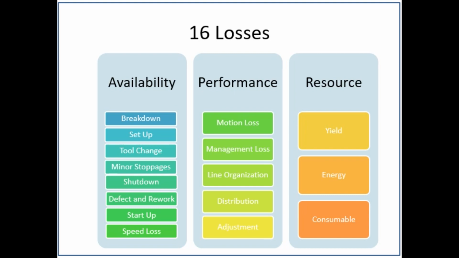Breakdown loss, setup loss, tool change loss, minor stoppages, shutdown, defect and rework, startup, speed loss. Under performance, motion loss, management loss, line organization loss, distribution loss and adjustment loss. While under resource, there are three types of losses: yield loss, energy loss, consumable loss. We'll try to see in detail what each of these losses means.